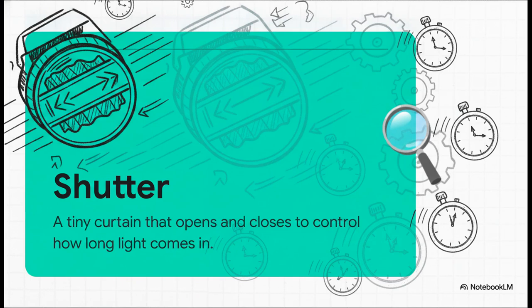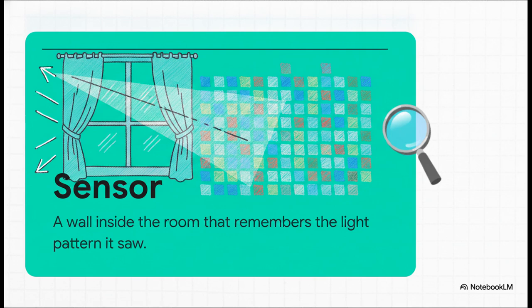Next up is the shutter. So if the aperture is how wide the curtains are open, the shutter is the mechanism that controls exactly how long those curtains stay open. It's literally a tiny physical curtain sitting right in front of the sensor that snaps open and closed to control time. And finally, we have the sensor.